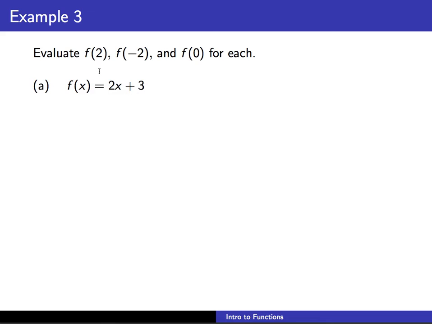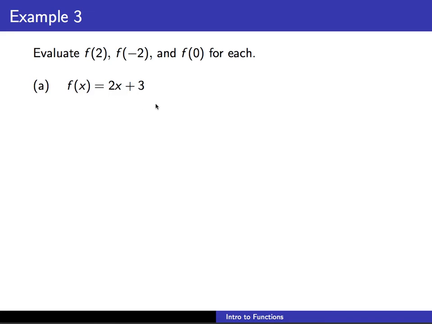It says evaluate f(2), f(-2), and f(0) for each. So here we have f(x) = 2x + 3. This is our function. This is our machine. And f's whole purpose in life in this example is to take whatever you give it, multiply it by 2, and then add 3 to that result. And whatever the number is, that's what it's going to give you back in return.